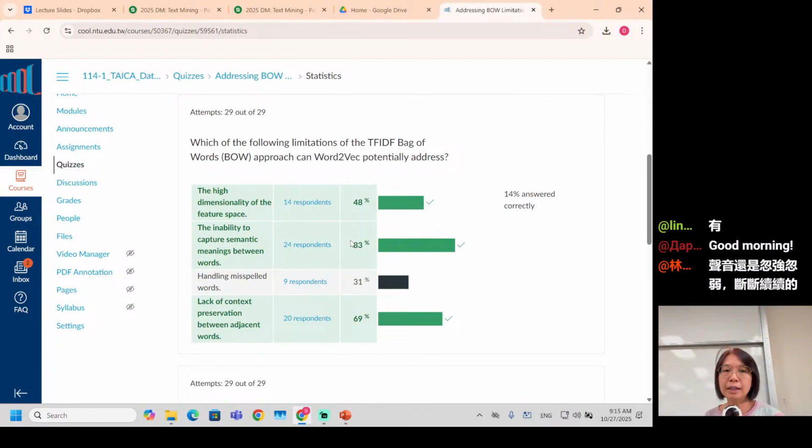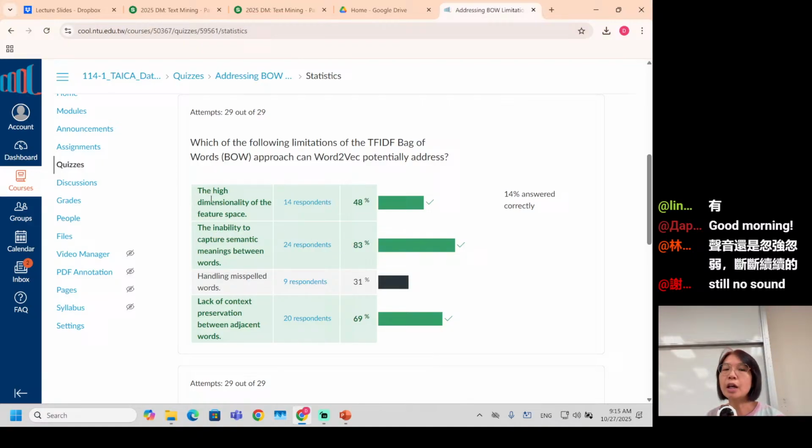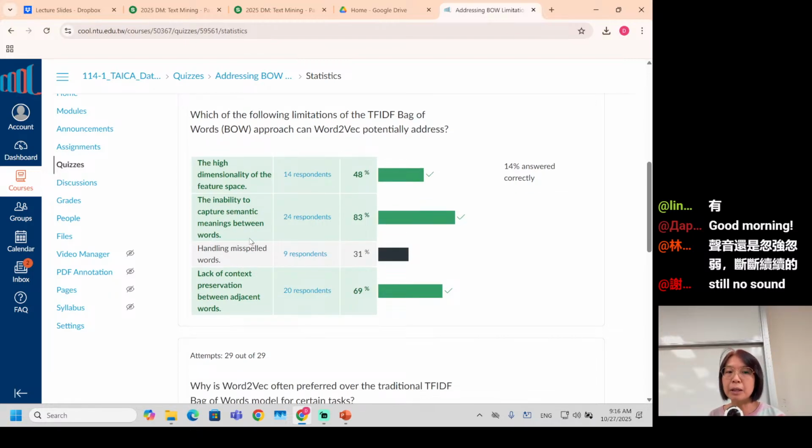Okay, which of the following limitations of the TF-IDF bag-of-words approach can Word2Vec potentially address? First, Word2Vec allows you to specify the hidden matrix, so in other words you can specify how many dimensions you have. That addresses the high dimensionality of the feature space problem. Oh, that is correct. The inability to capture semantic meaning between words can also be solved, and actually that is the fundamental objective of Word2Vec, because we want to know the semantics of words.